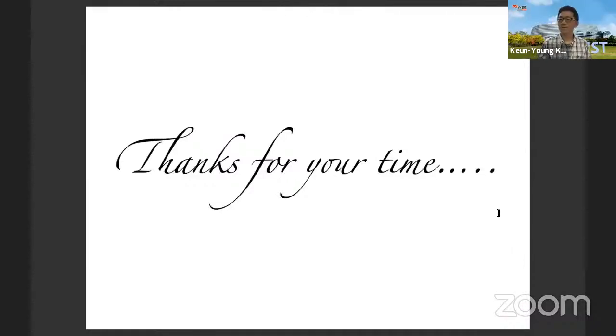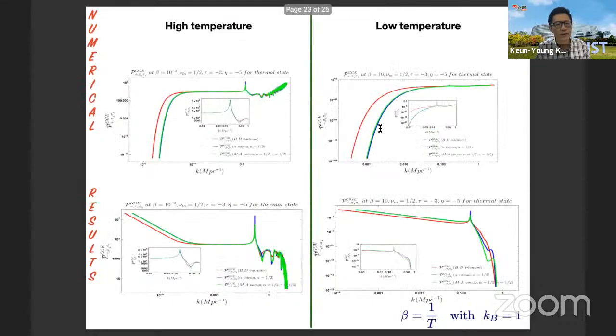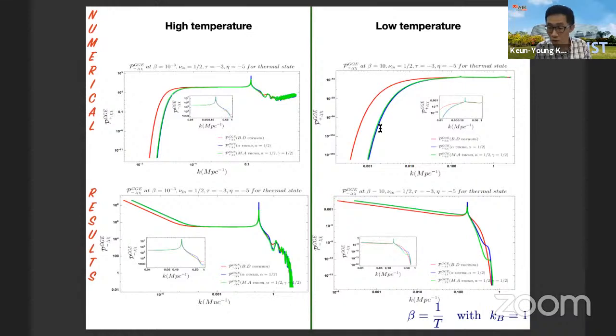Okay, thank you to the speaker for his interesting talk. Okay, so is there any question or comment? I have a few questions. I'm just wondering, what is your motivation to study this in de Sitter space?